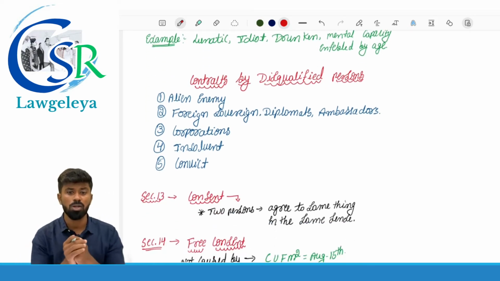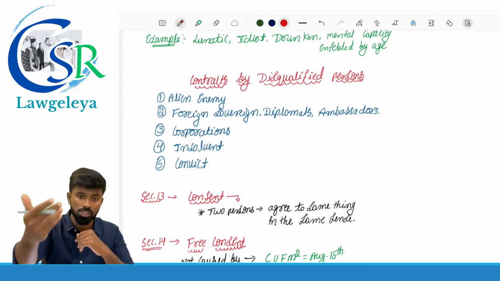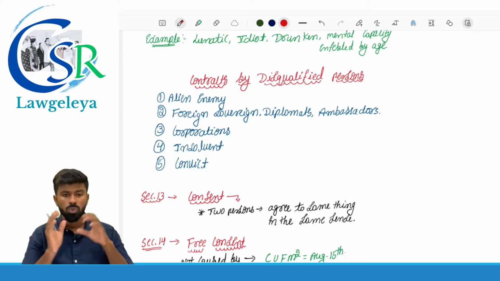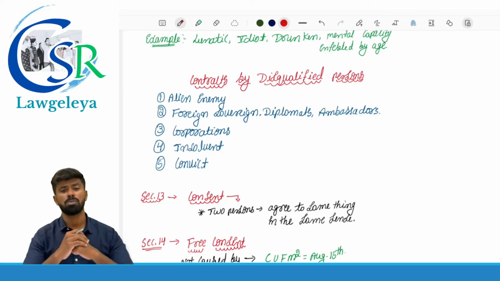Contract by disqualified person. There are few persons who are disqualified by the law itself. First one is whom? Alien enemy. When there is a war between the two countries, the opposite country citizens are called as what? Alien enemy. So any contract or agreement with alien enemy is what? Void, not enforceable by law.